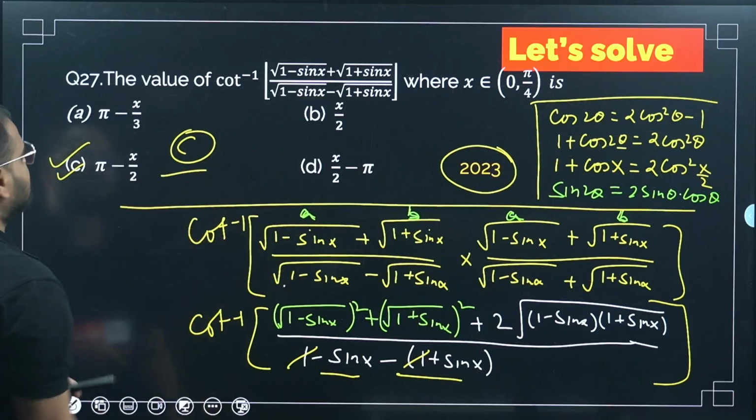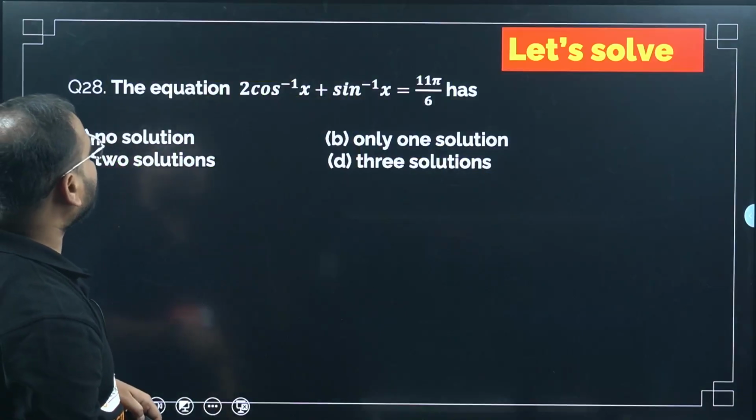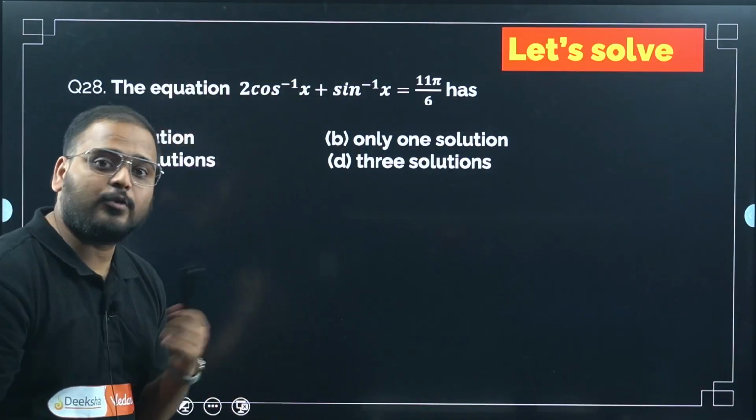Option C is correct. Option C is correct. Moving on to the next problem. Okay. We have only 3 questions left. I know this was a difficult question.